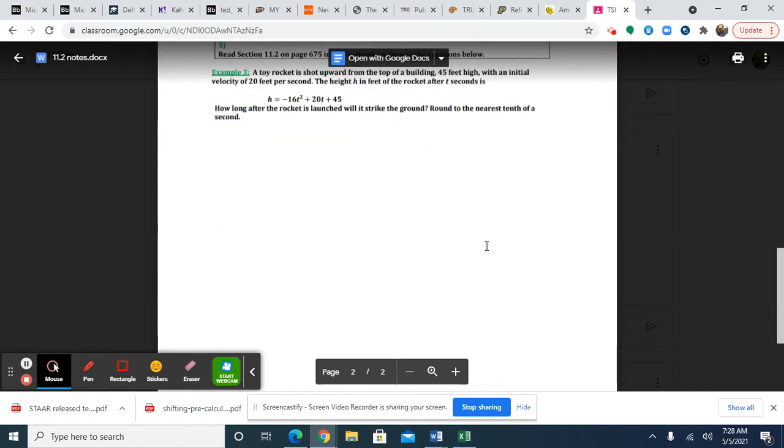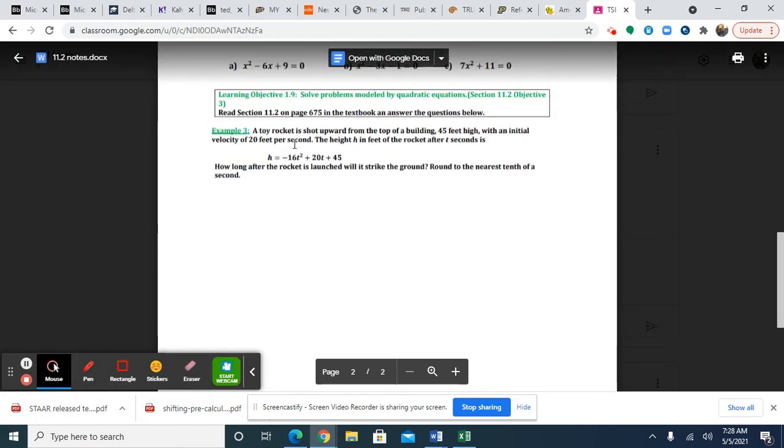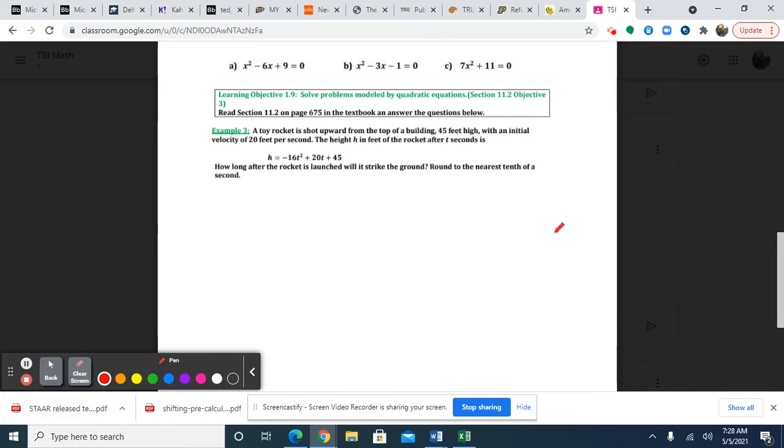So finally, let's go ahead and look at this last one. Which again, a toy rocket is shot upward from the top of a building 45 feet high with an initial velocity of 20 feet per second. The height after t seconds is modeled by the equation. So we will go ahead and solve this later on. We're going to be using the same notes. But for now, we can find the discriminant.